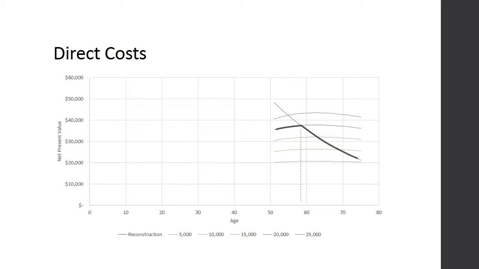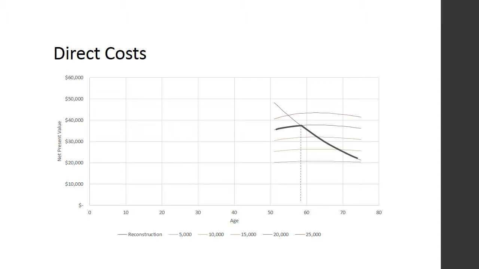An escalator of 6% per year was added to the repair cost, which quantifies the continued degradation of the bridge structure and the cost of delaying repairs. As an example, this figure presents the net present value reconstruction cost of a $50,000 bridge compared to the net present value repair and reconstruction costs at each of the varying repair cost levels.